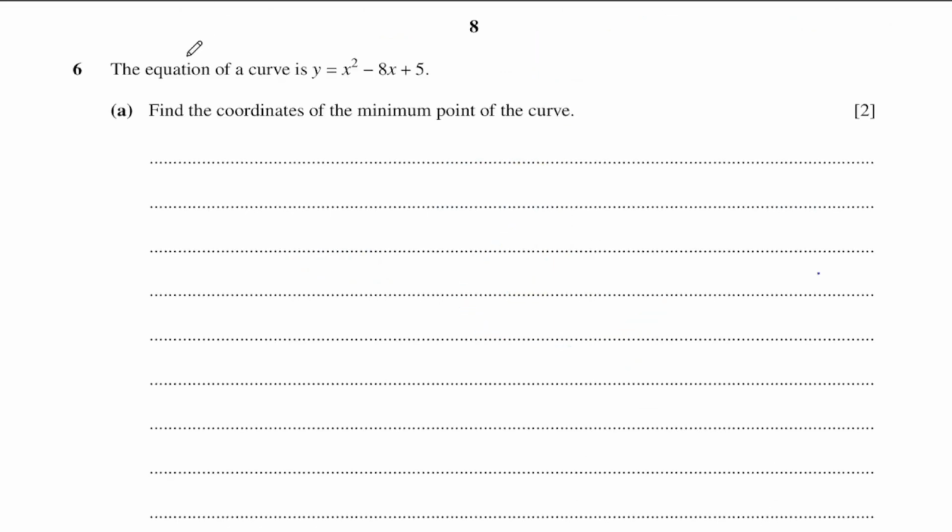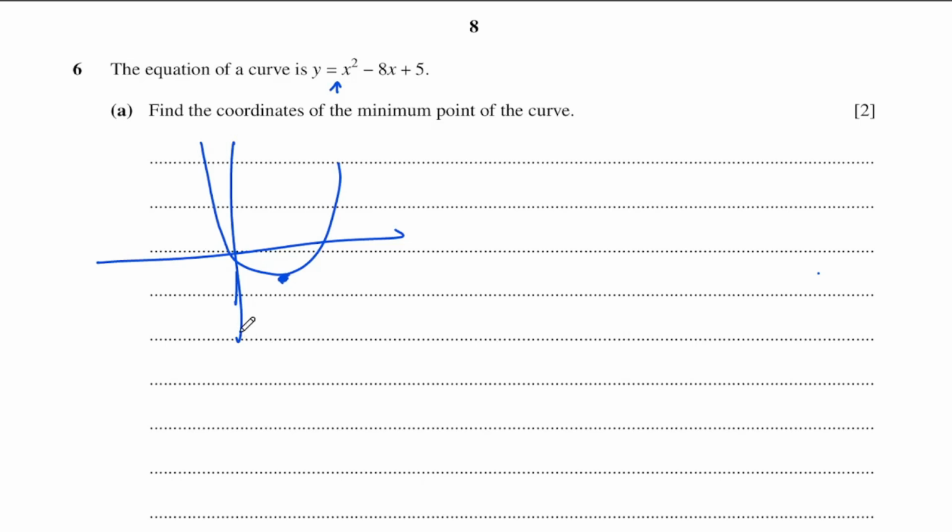For this part, we have an equation of a curve. Let's just quickly sketch how it would look. It would look something along the lines of something like this, because it's a u, since a is 1, it's a quadratic equation. We need to find the coordinates of the minimum point of the curve.